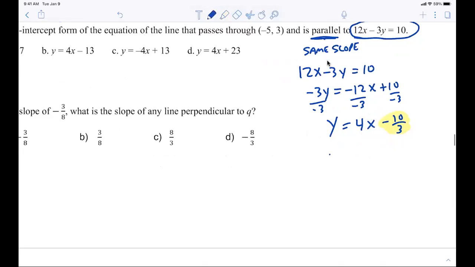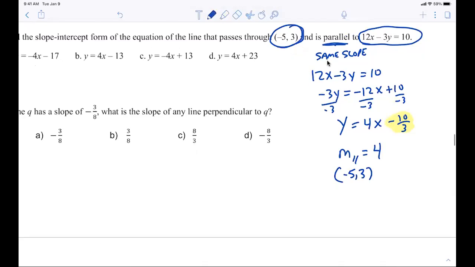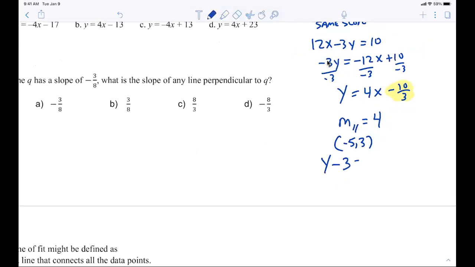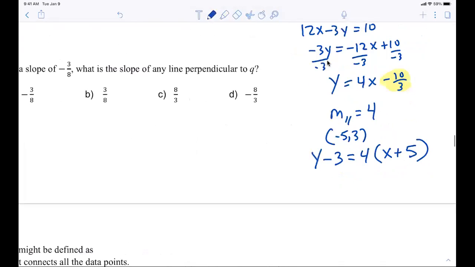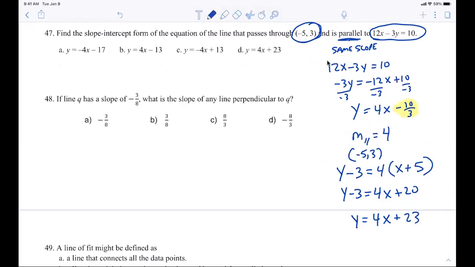So the slope of the parallel line is going to be what, someone? 4. The slope is going to be 4. And what point do we want it to go through? Yes, so put down negative 5, 3, and I have a point and a slope, so I'm going to use point slope form. So y minus 3 equals 4 times x plus 5. Now, I wish you would speak up now if you're not sure about that so far. Now, we have to put it in slope intercept form, so we have to distribute the 4. So y minus 3 equals 4x plus 20, then add 3, y equals 4x plus 23. So y equals 4x plus 23, that would have been what? D. Now, because we knew the slope was the same, we could have easily eliminated A and C.